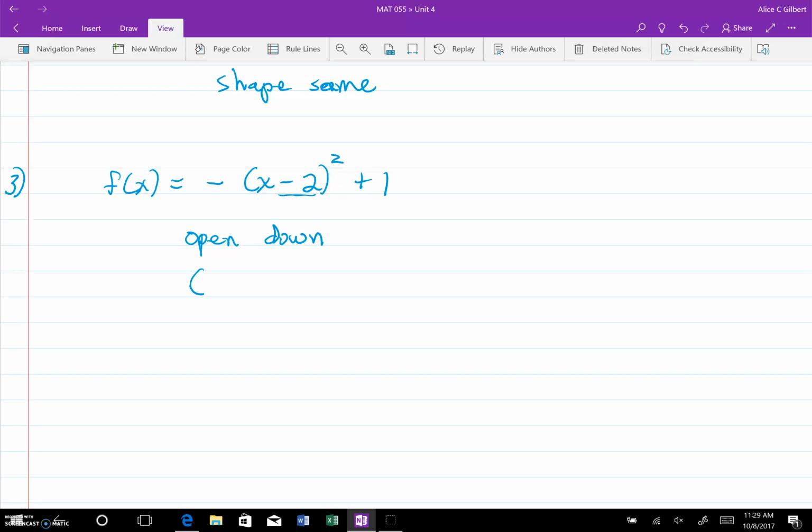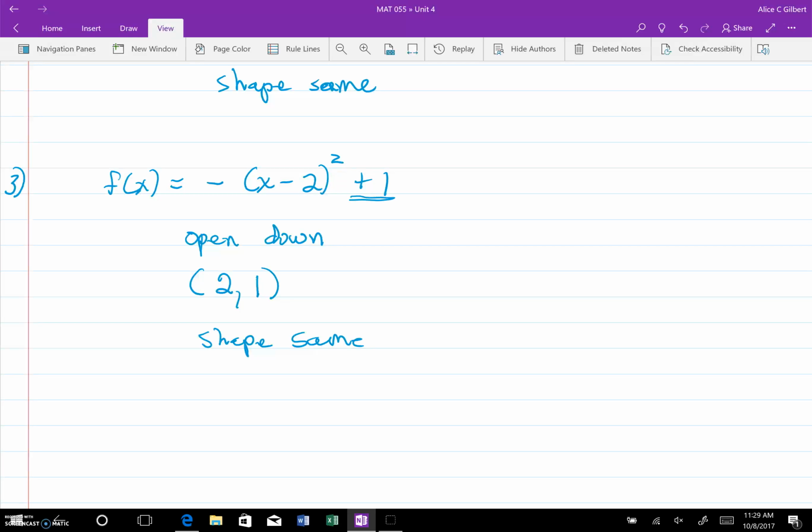So I look at this, the guy with the x, so that's going to be my x coordinate, and I change its sign. And then I look at this guy, the stuff outside from the x, and that's going to be my y coordinate, and the sign stays the same. Then the next thing I need to figure out is, is there a number here in front, a whole number or a fraction? Well, there is not, so it means its shape is going to be the same as the parent.